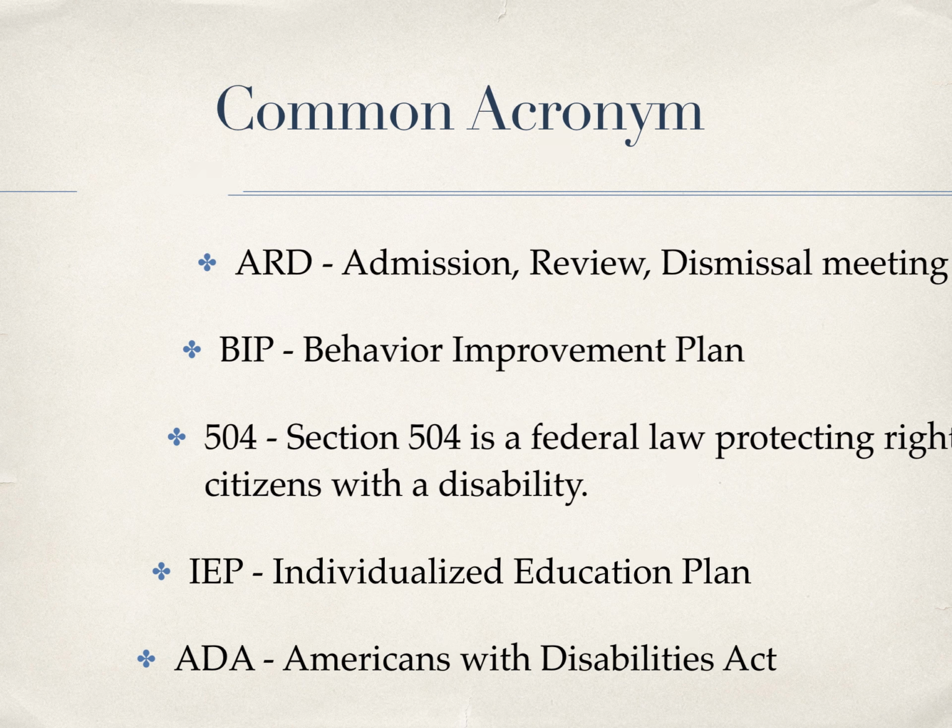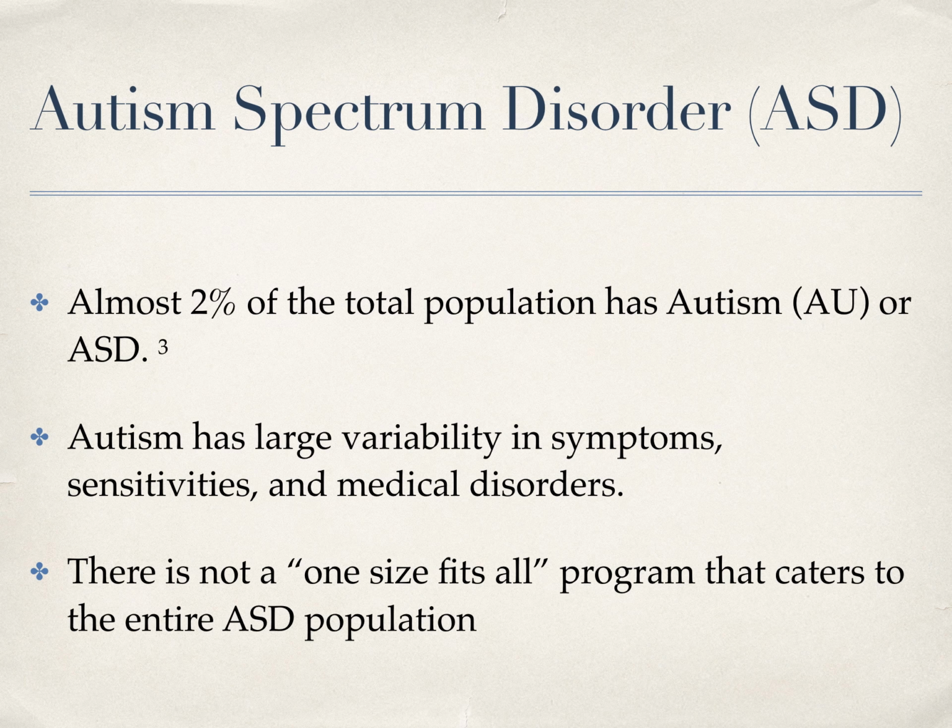Autism, or the Autism Spectrum Disorder, ASD, represents 2% of the total population. Autism has a large variability in symptoms, sensitivities, and medical disorders. There's not a one-size-fits-all program that caters to the entire ASD population. And remember, the acronym 2E means twice exceptional. It's very common to find children with ASD that are also in the GT program in their schools.